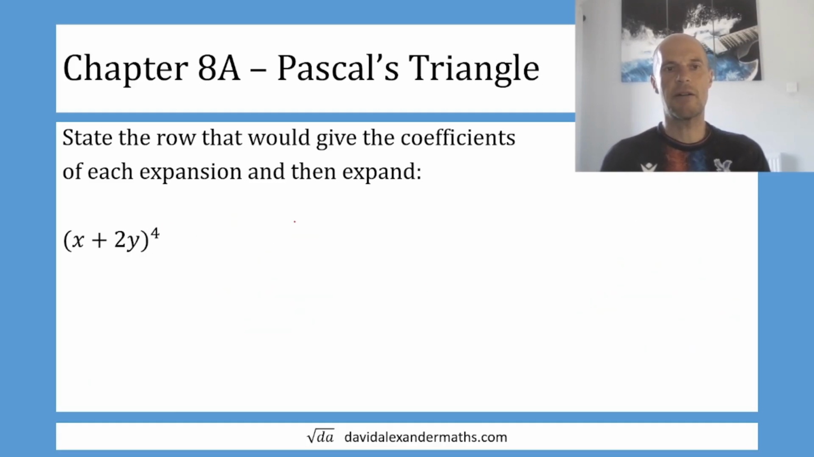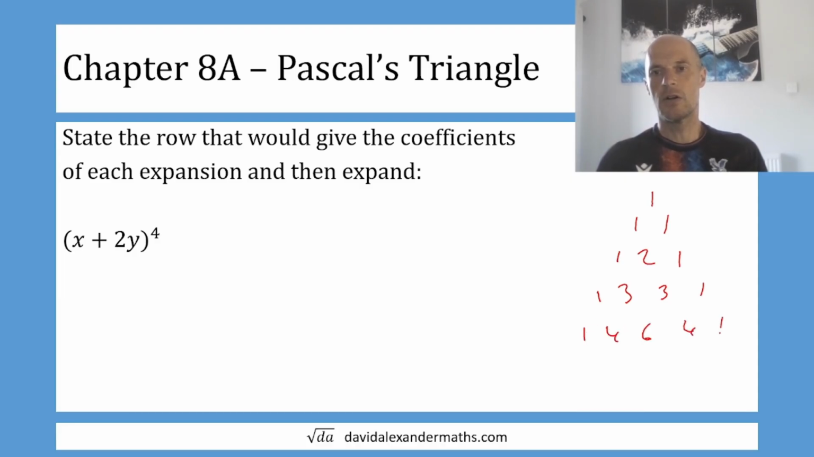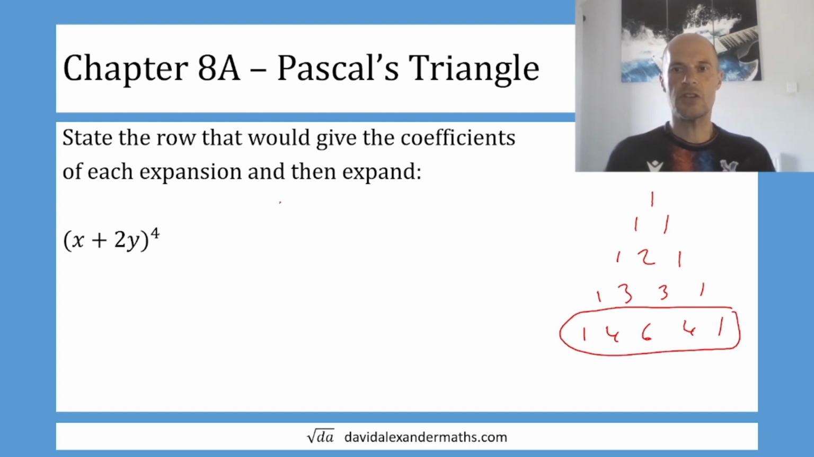Okay, let's look at another example. So here, this is to the power of 4, so we want the fifth row. So 1; 1, 1; 1, 2, 1; 1, 3, 3, 1; 1, 4, 6, 4, 1. So this is the fifth row. This is what we're after: 1, 4, 6, 4, 1.